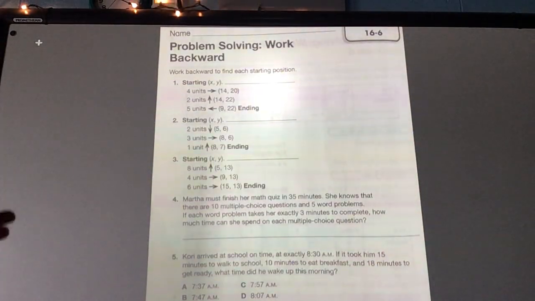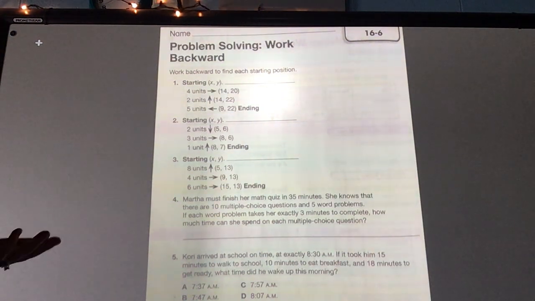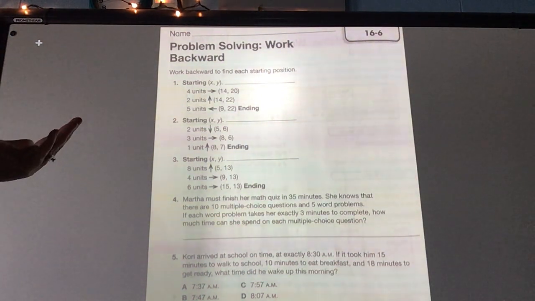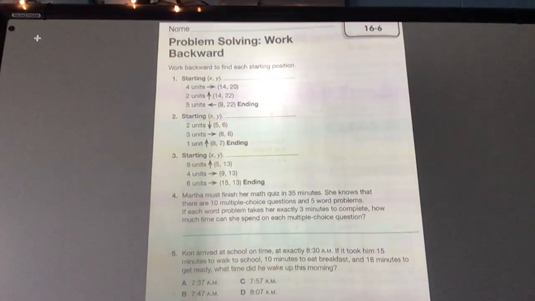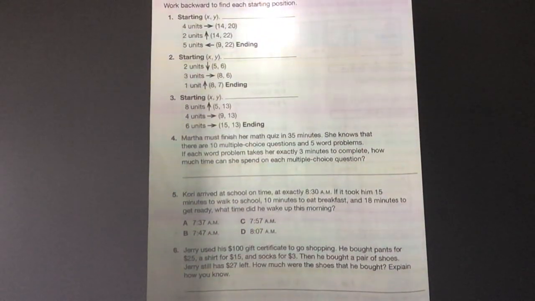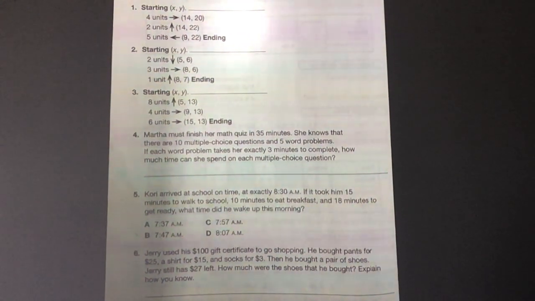Remember, when we go backwards, instead of A to B, then it's going to be B to A. Instead of up 3, the opposite would be down 3. Instead of up 4, the opposite would be down 4. Okay, that's what we're going to be doing here. So follow along with me, guys. It's not hard, but if you don't follow along with us, you are going to struggle.